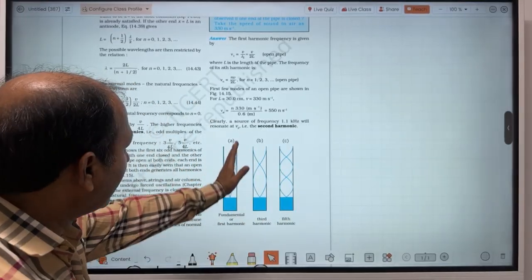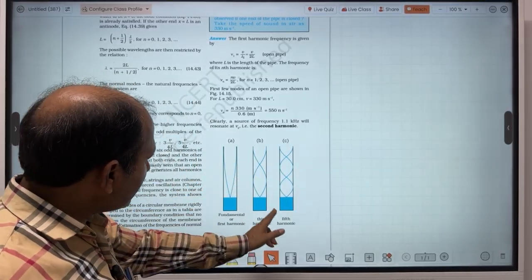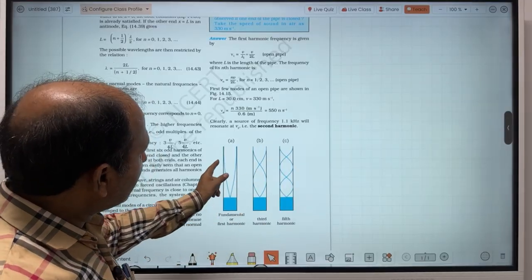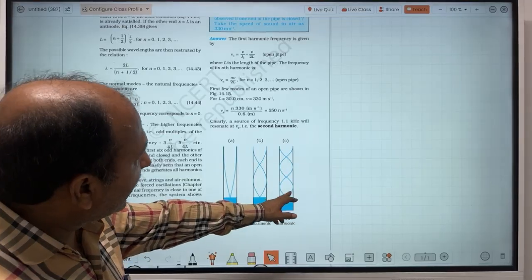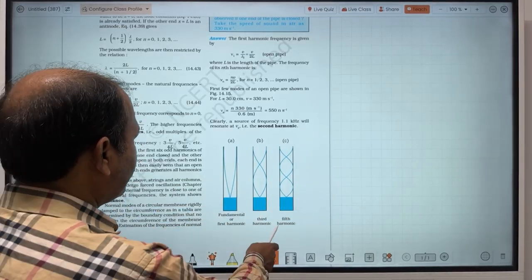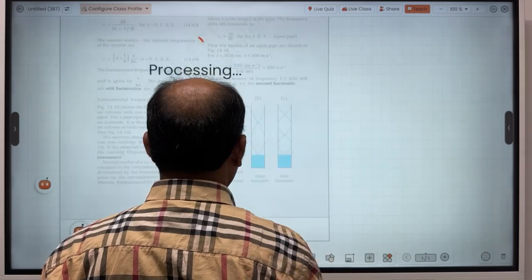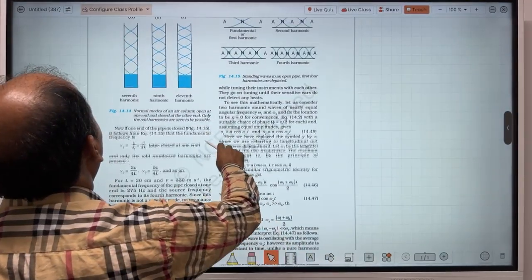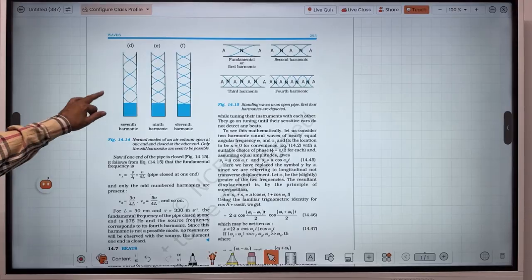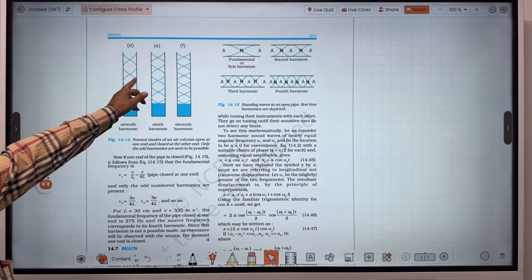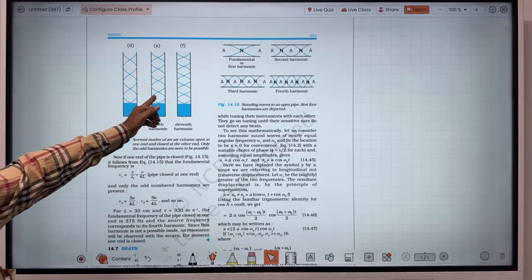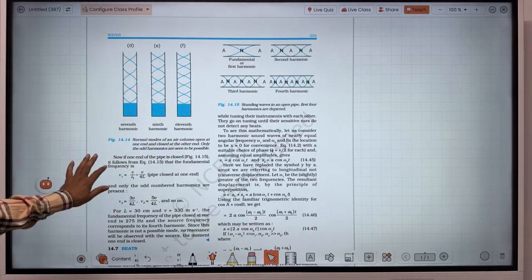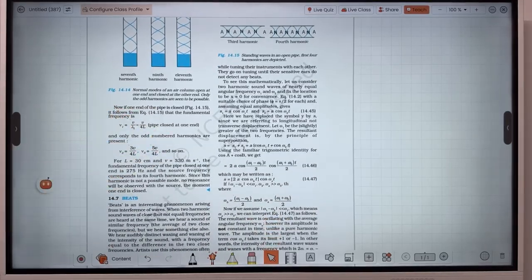The situation is shown here. This is the fundamental. This is the second case, in which this is lambda by 4, this is 3 by 4 lambda, this is 5 by 4 lambda, and so on. Now here a further situation is shown. So how many waves do you count here? One wave, and here is 7 by 2 lambda, this is 9 by 2 lambda, this is 11 by 2 lambda.